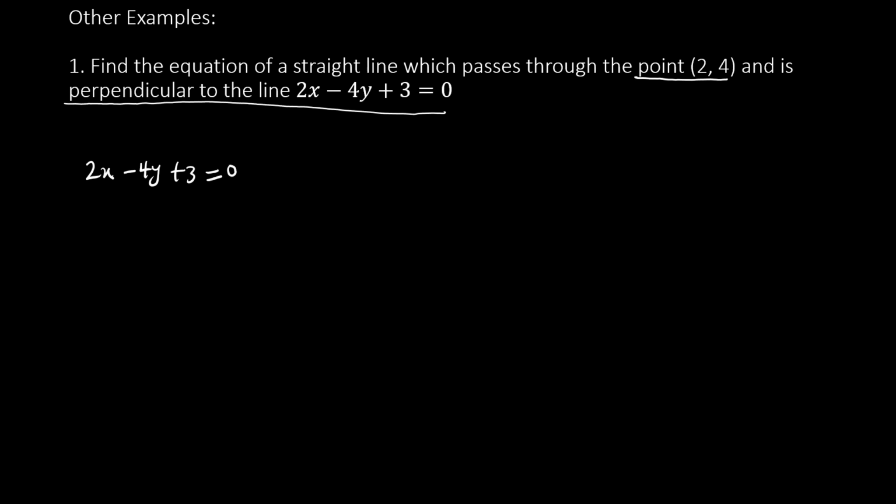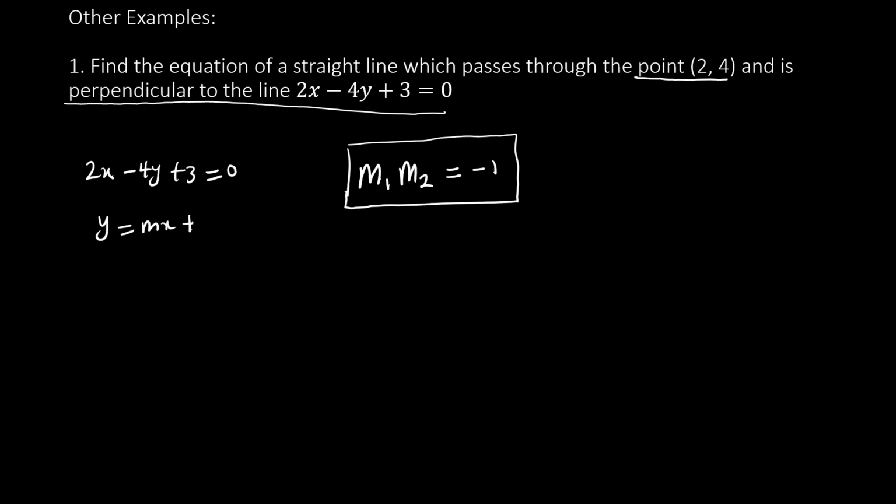Note that if two lines are perpendicular, then if you multiply the gradient of the first line and the gradient of the second line, it must be equal to -1. Take note of this. If two lines are perpendicular, then multiplying the gradients, we must have the answer -1. So let's write this equation in the form of the equation of a straight line, which is y = mx + c. And here we have -4y = -2x - 3. I'm writing this in the form of this.